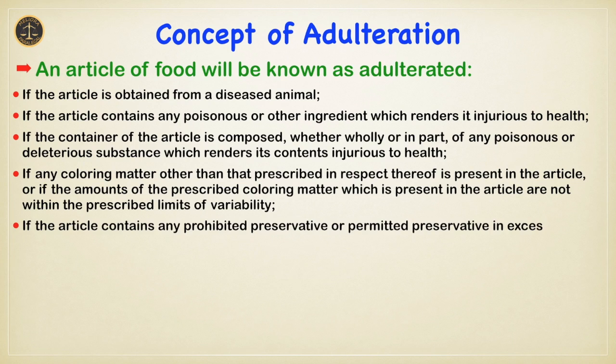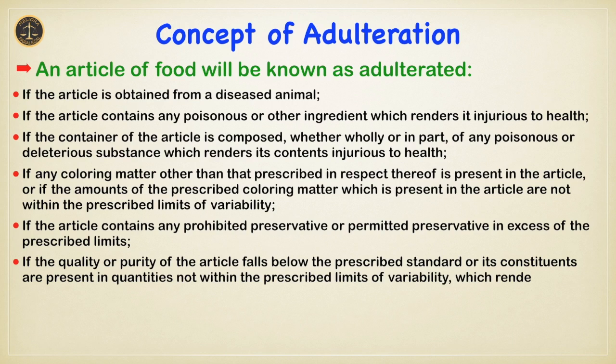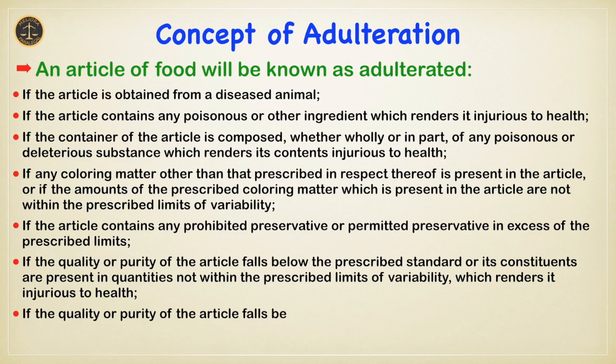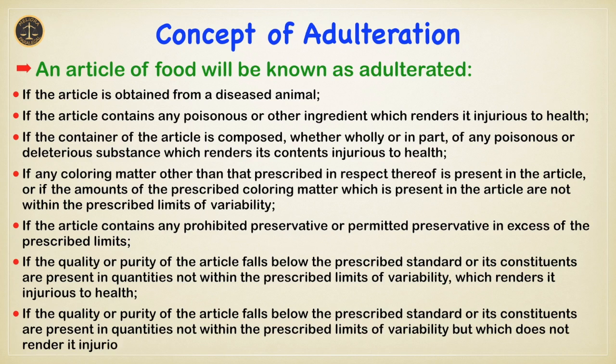Next, if the article contains any prohibited preservative or permitted preservative in excess of the prescribed limits. If the quality or purity of the article falls below the prescribed standard, or its constituents are present in quantities not within the prescribed limits of variability, which renders it injurious to health. Next, if the quality or purity of the article falls below the prescribed standard, or its constituents are present in quantities not within the prescribed limits of variability, but which doesn't render it injurious to health.